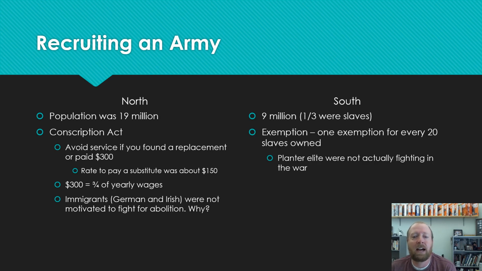The South had 9 million people, but a third of them were slaves. They also had laws where they provided exemptions. So for a family, for every 20 slaves you owned, you were given an exemption. And so this meant that the planter elites were not actually fighting the Civil War. Those that had the most to lose, those that had the greatest wealth, were not actually fighting.